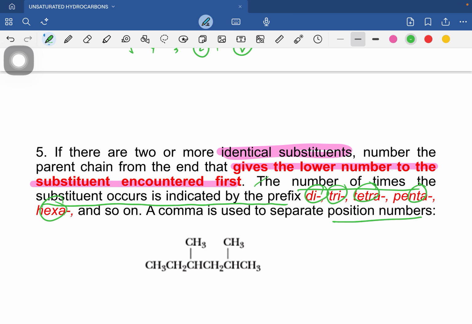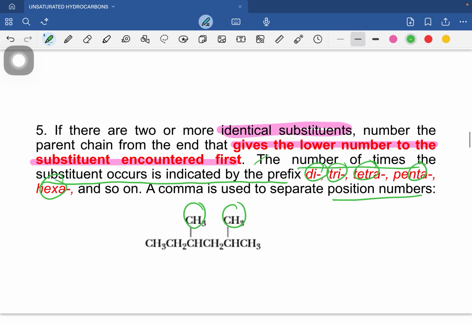A comma is used to separate the position of the numbers. So for example, there are 2 methyls in this chain, or in this compound. Now, pwede mo ba siyang i-name as, or pwede ba kayong mag-start ng counting from this side? 1, 2, 3, 4, 5, 6.